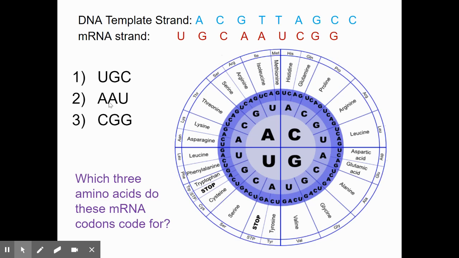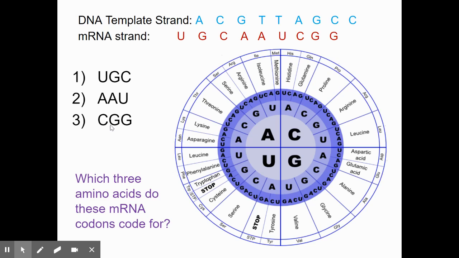Now, looking at number 2, AAU. Let's do the same thing. Looking at the middle of our circle, we'll start with the first base there, that's A, followed by another A. Looking at the last base, we see U. Okay, that's going to tell us asparagine. That's going to be the type of amino acid that that codon codes for.